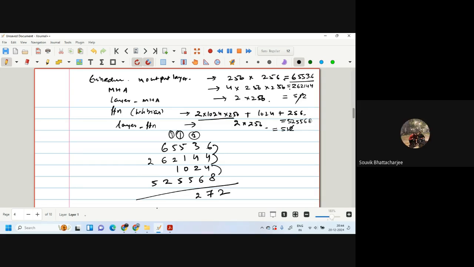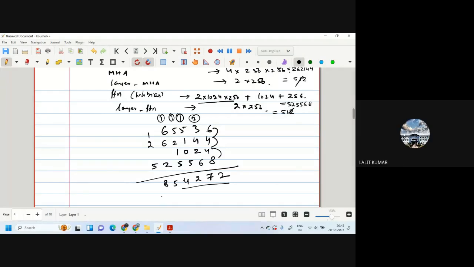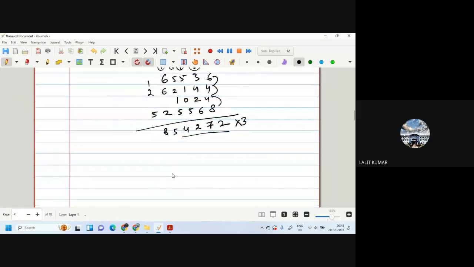Eight lakh 54,272. Yes, 854272. Now we have got 3 layers. So multiplying by 3 and adding the embedding and output layers, this is the answer that we are getting: 2,562,816.